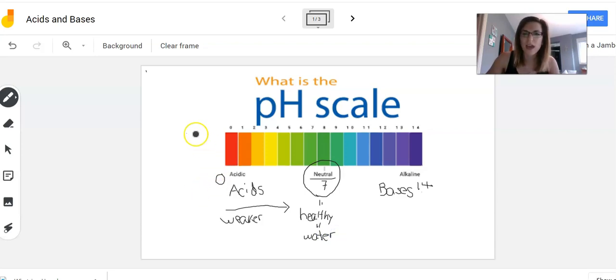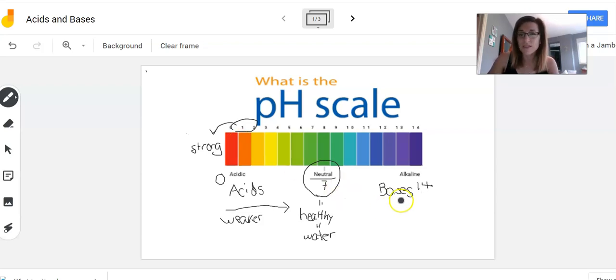Okay, so we actually have stronger acids on the far end. So if we had a really strong acid, we might measure it at a pH of 1 or 2, right? And as we move closer and closer to a pH of 7, they get weaker and weaker. So an acid that has a pH of 6 is actually really weak compared to an acid that has a pH of 1. Okay, and just to give you an idea, your stomach acid has a pH of 1, hydrochloric acid, which is a really strong one.